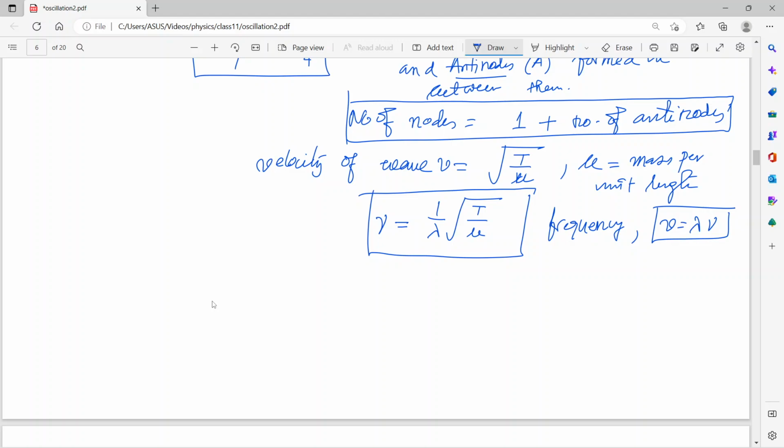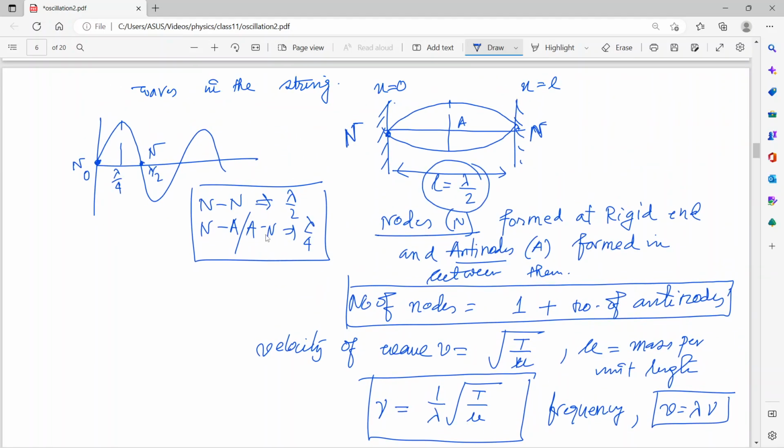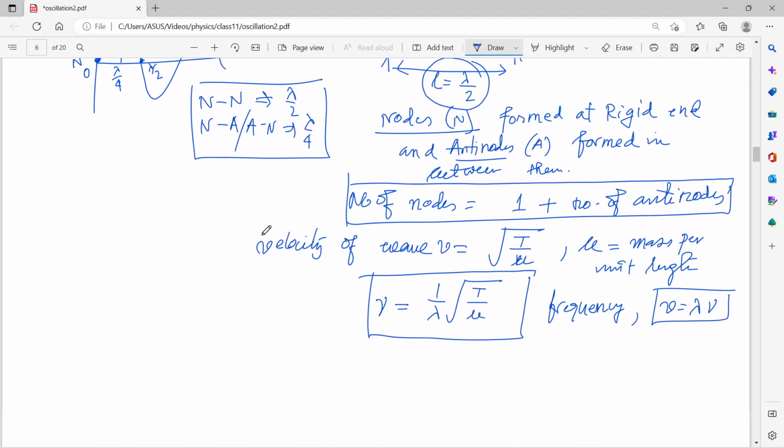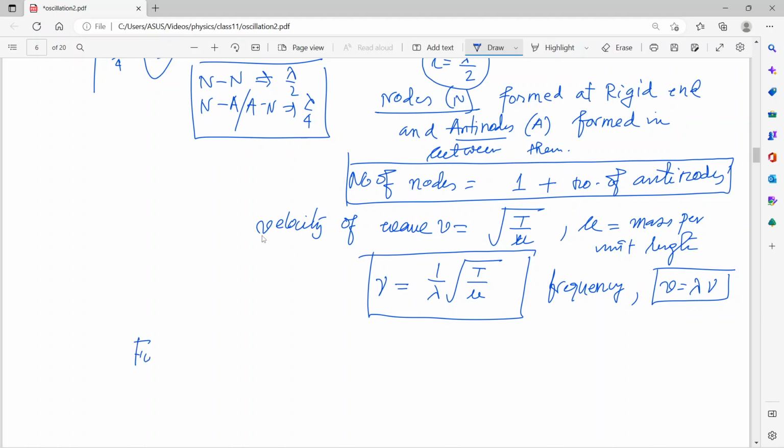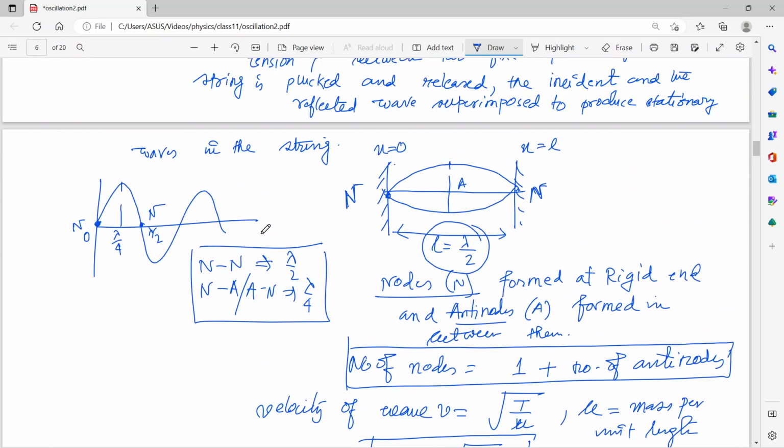So these are the things that we got, and also L equals lambda by 2. So if we talk about the fundamental, that is called the fundamental mode or first mode of vibration, what we know, lambda 1 equals 2L, because we got L equals lambda by 2, that means lambda equals 2L, right?